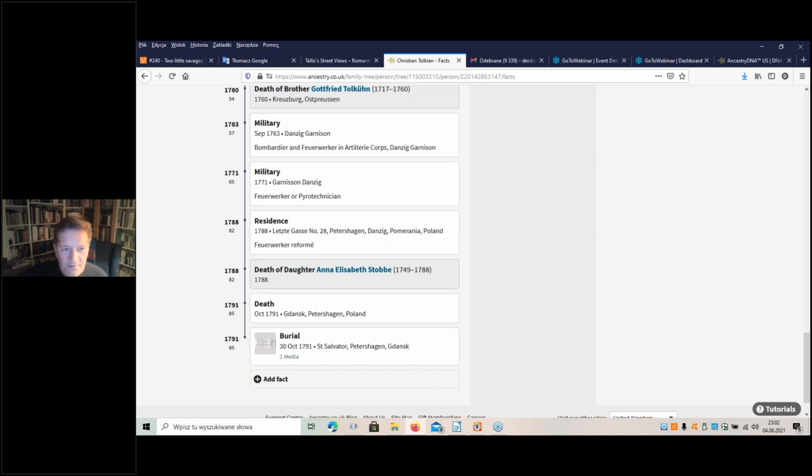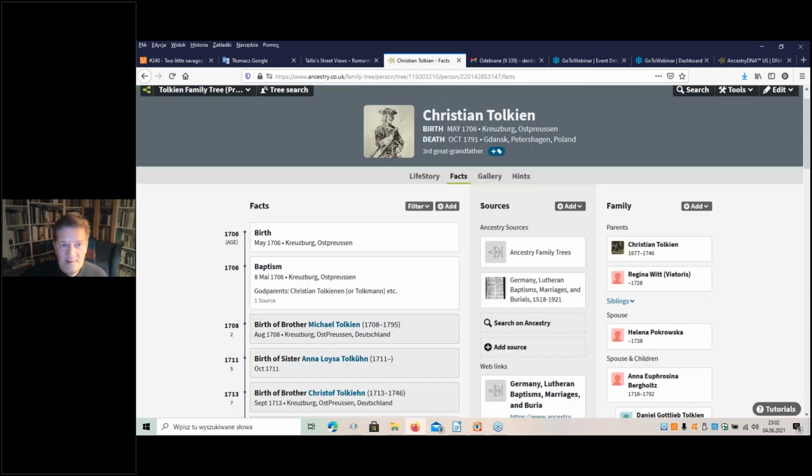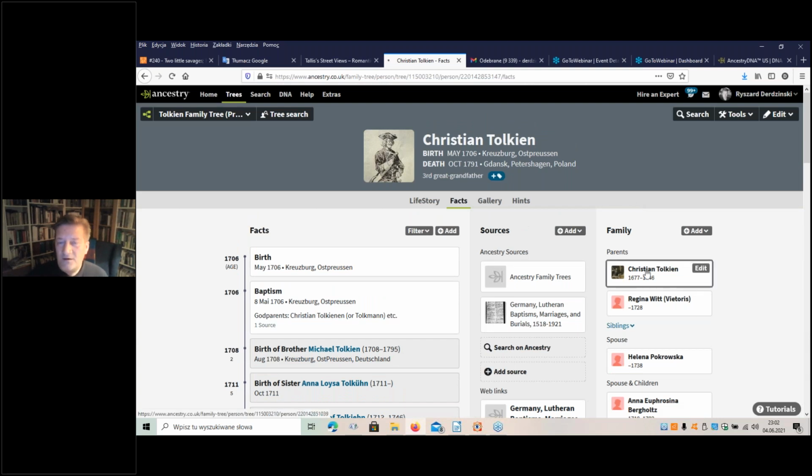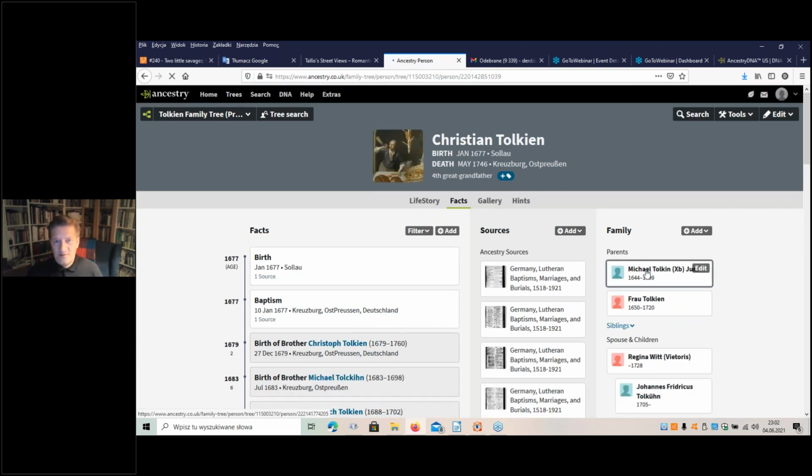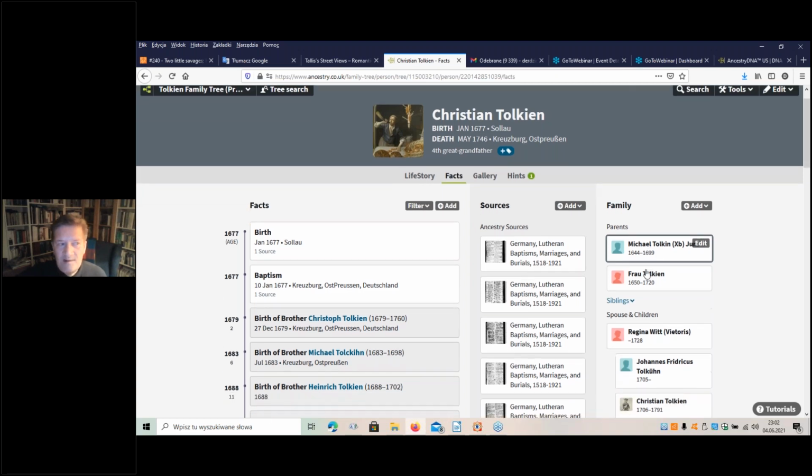And when Christian Tolkien was 85, he died in Gdańsk, and he was buried in Petershagen. Unfortunately, this cemetery doesn't exist anymore. It is a playground of a school in this suburb now. And the father of Christian Tolkien was also Christian Tolkien. He was fourth great-grandfather of J.R. Tolkien. He was born in Zolau, close to Kreuzberg, but his family came from Kreuzberg. And he was a baker. So, an interesting job.